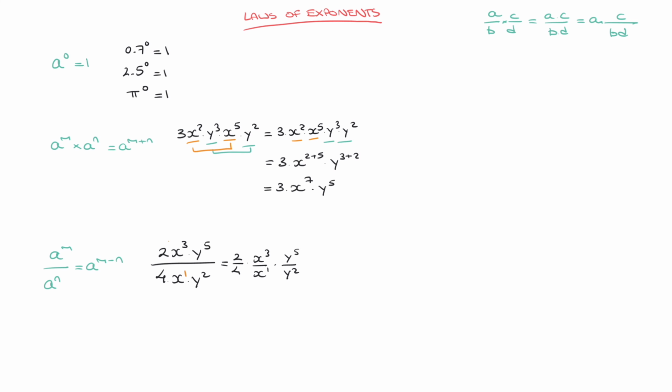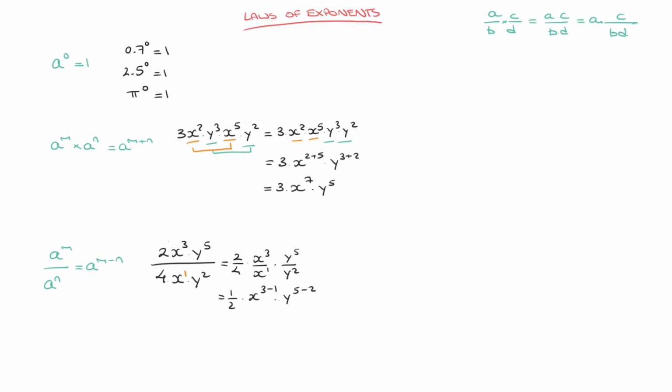Now that all that's said and done, we can take care of each of these fractions in this product separately. So 2 over 4, well that simplifies, doesn't it? That's going to turn into 1 over 2, and that multiplies x cubed over x to the power of 1. Well, that's going to be equal to x to the power of 3 minus 1 times y to the power of 5 over y to the power of 2. And that turns into y to the power of 5 minus 2.